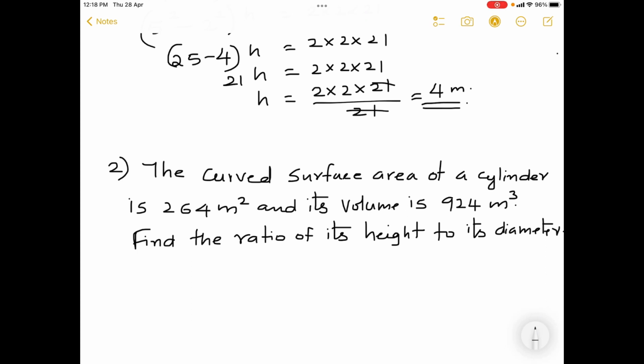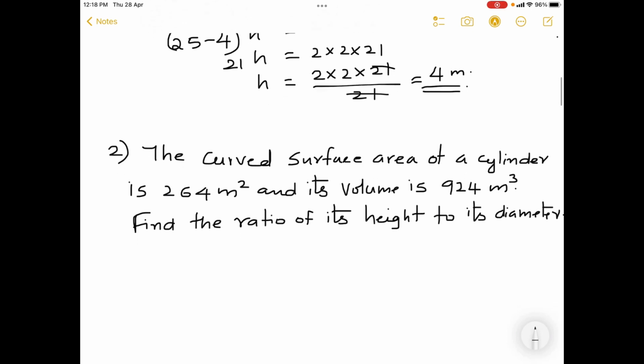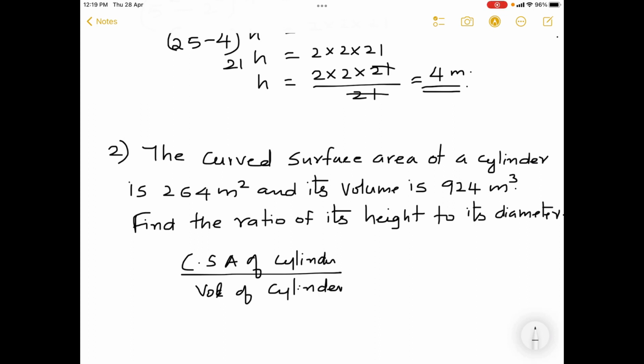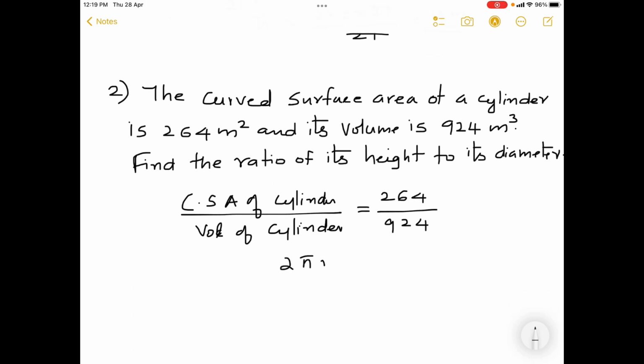Next question. The curved surface area of a cylinder is 264 meter square and its volume is 924 meter cube. Find the ratio of its height to its diameter. Ratio of curved surface area to volume of the same cylinder is equal to 264 divided by 924. CSA of cylinder is equal to 2 pi r h. Volume of the cylinder is equal to pi r square h.